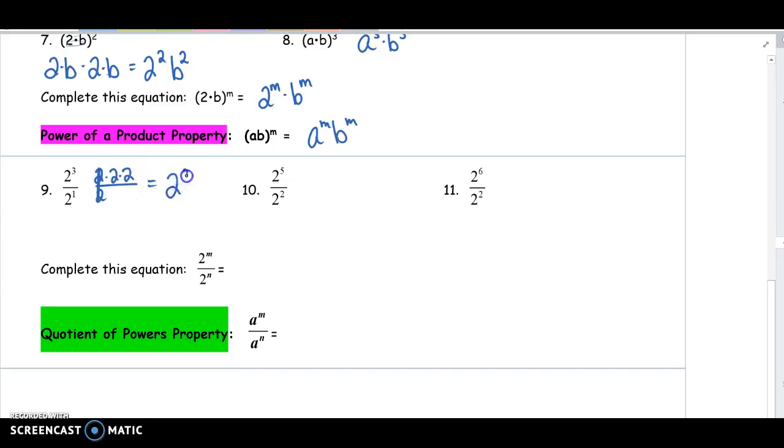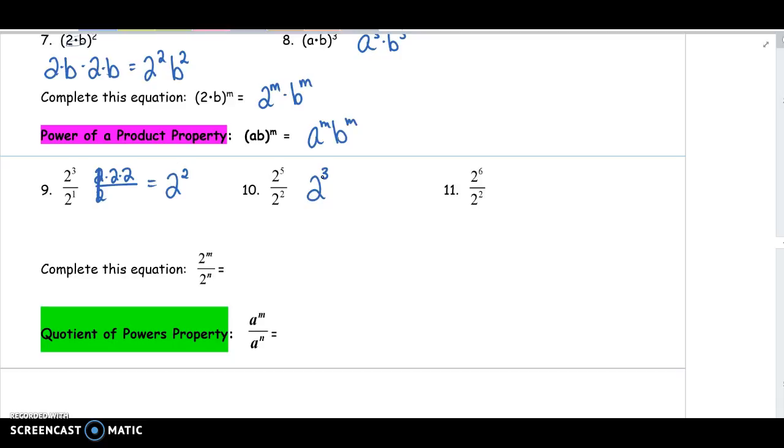Now let's look at the original exponents and find the shortcut. 2 to the 3rd over 2 to the 1st. Subtract those exponents. 3 minus 1 is 2. So the shortcut here is you subtract the exponents. 2 to the 5th divided by 2 squared. What are you going to be left with? 2 to the 3rd. And if you need to think about it, you have 2 to the 5th, that's 5 of them on top. 2 squared, that's 2 of them on the bottom. 2 on the bottom are going to cancel out 2 from the top, leaving you with 3 left over.